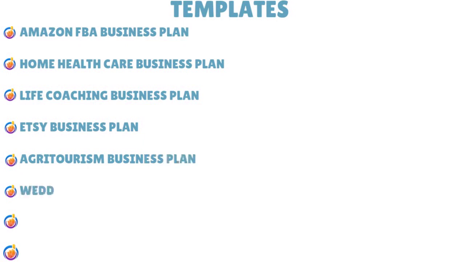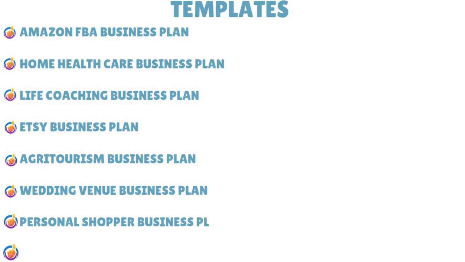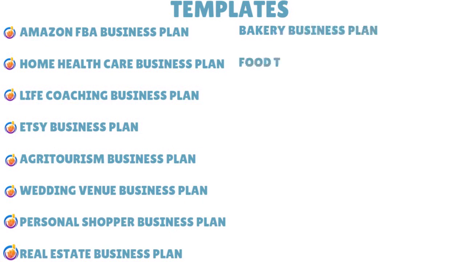You have a wedding venue business plan. You have a personal shopper business plan. You also have a real estate business plan. You have a laundromat business plan. You have a trucking business plan, online boutique clothing store business plan. So if you want to do anything online, you want to have a Shopify store, whatever, you have the business plan here. You have a bakery business plan, a food truck business plan, a small restaurant business plan.